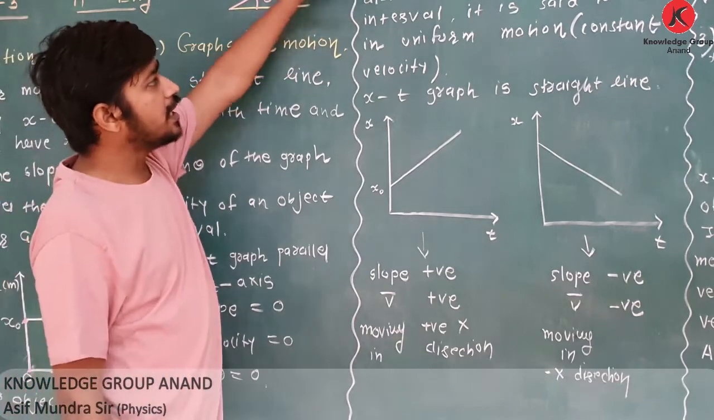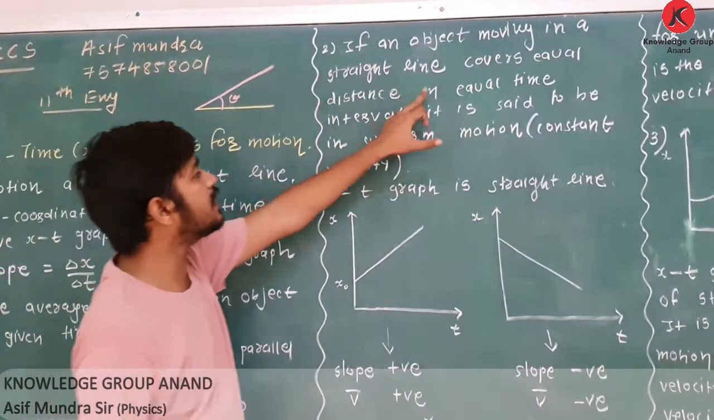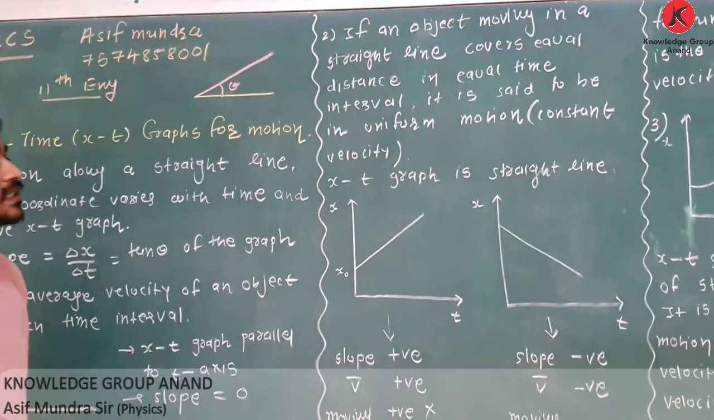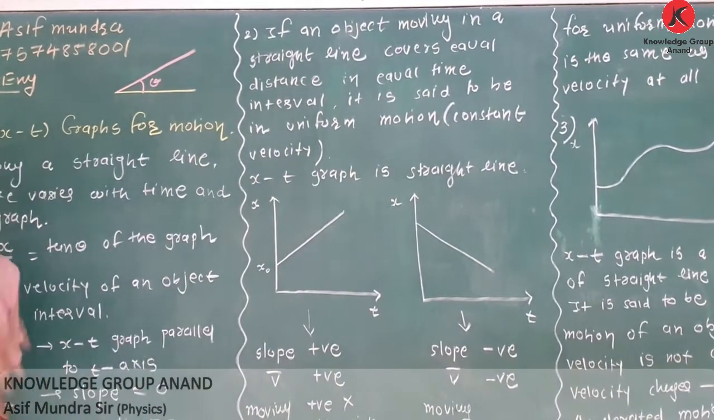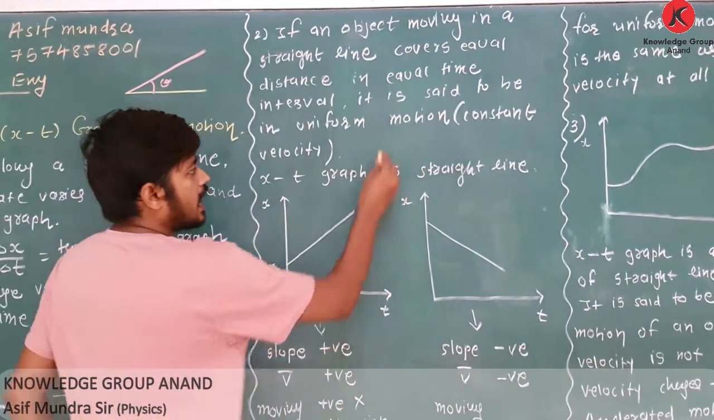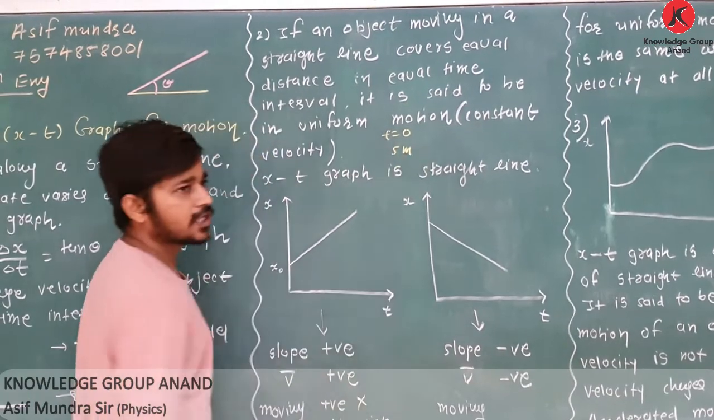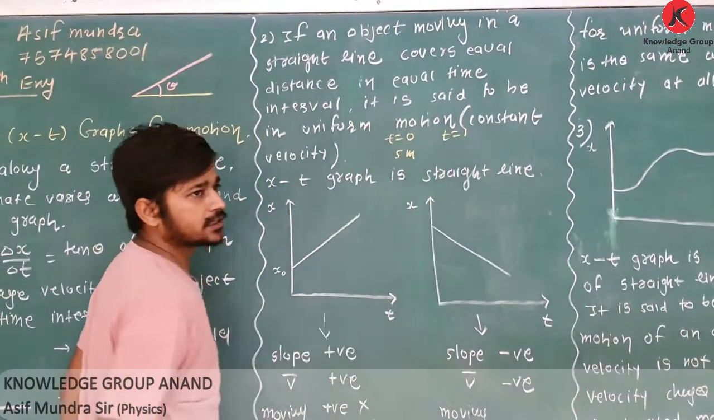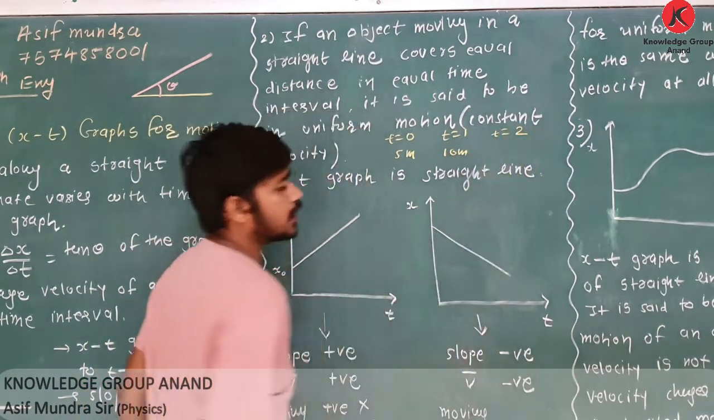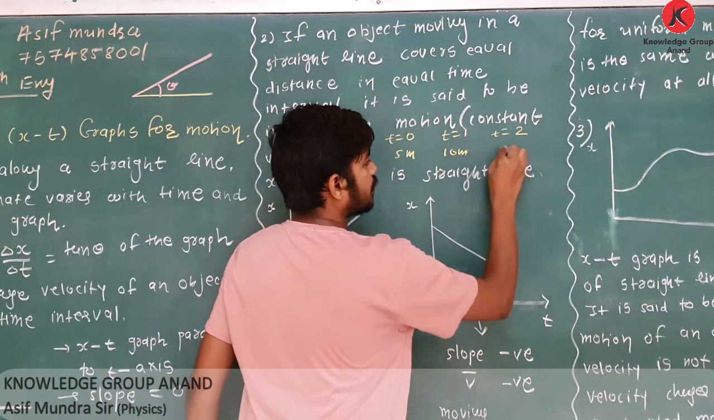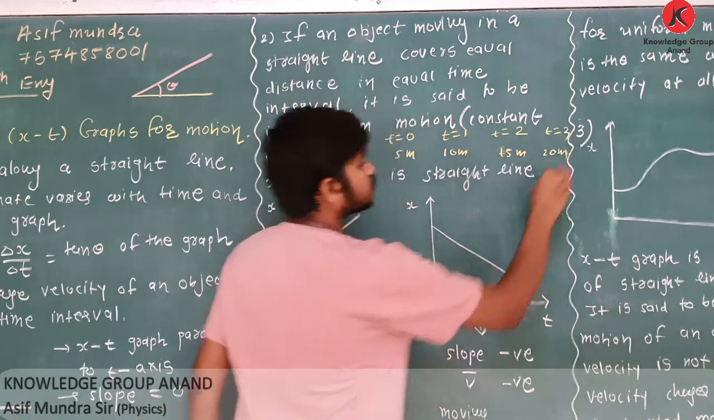What is the second point? If an object moving in a straight line covers equal distance in equal time interval, it is said to be in uniform motion, meaning constant velocity. For example, at time t = 0, position is 5 meter. At t = 1 second, position is 10 meter. At t = 2 seconds, position is 15 meter. At t = 3 seconds, position is 20 meter.